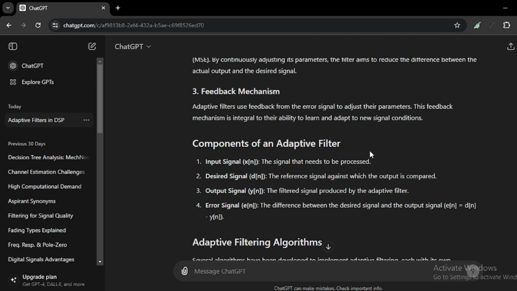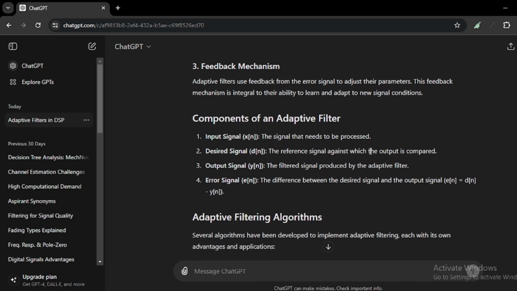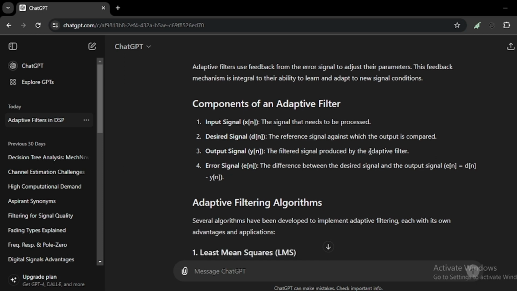So the components of an adaptive filter are the input signal, desired signal, output signal and error signal. Input signal: the signal that needs to be processed. Desired signal: the reference signal against which the output is compared. Output signal: the signal filtered by the adaptive filter. The difference between the desired signal and the output signal is known as the error signal.